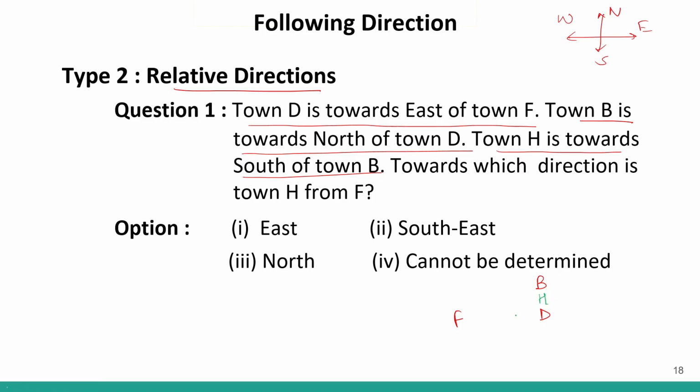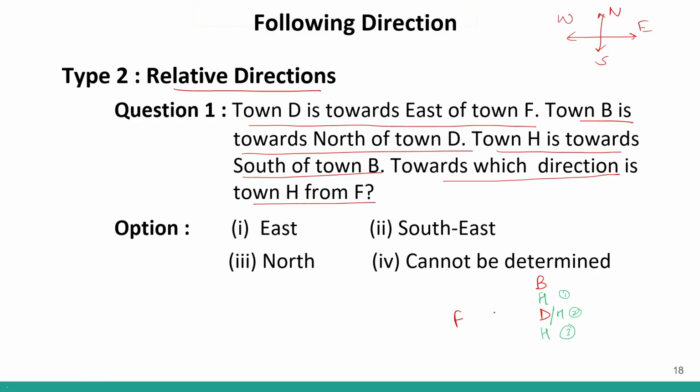It could be here, above B, above D. It could be here also with D, and it could be down also, below D. So it is not mentioned, there are 3 positions, 1st, 2nd, and 3rd. 3 possibilities of H are possible, right? We have to find out towards which direction is H from F.